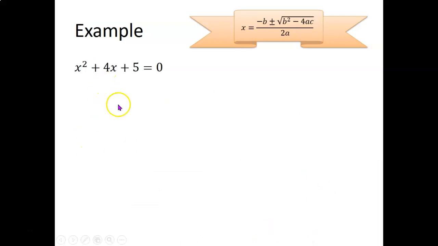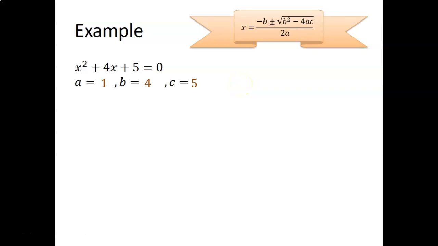Let's try another example. x squared plus 4x plus 5 equals 0. Everything's lined up the way it should be. ax squared plus bx plus c equals 0. The part of A is being played by the number 1. The part of B is being played by the number 4. C is 5. Here they happen to all be positive.